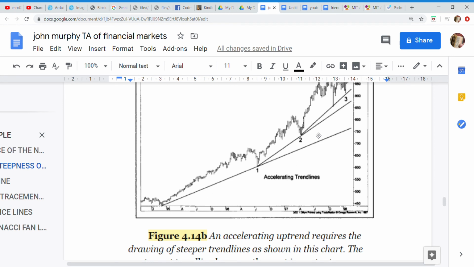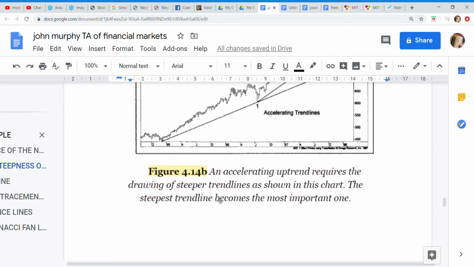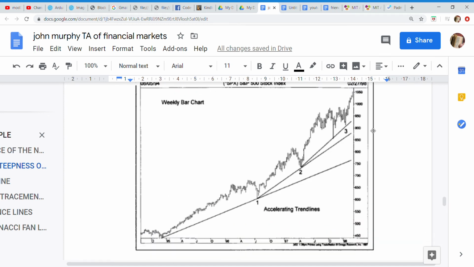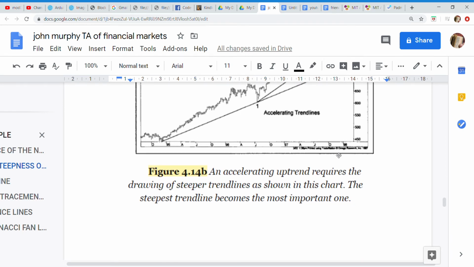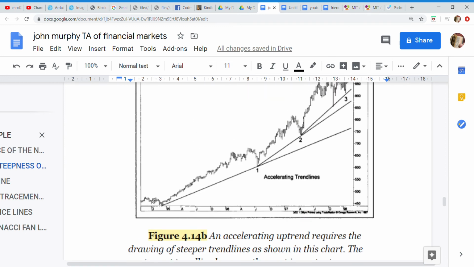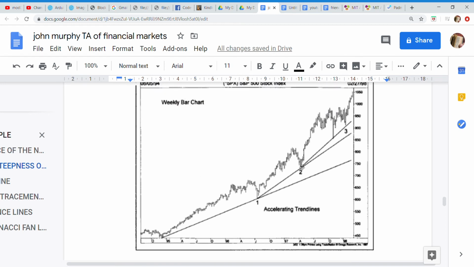So these are accelerating trend lines. The first one is at around 45 degrees. An accelerating uptrend requires the drawing of steeper trend lines as shown in this chart. The steepest trend line becomes the most important one. So this says that the uptrend is now accelerating. So this was at around 45 degrees.